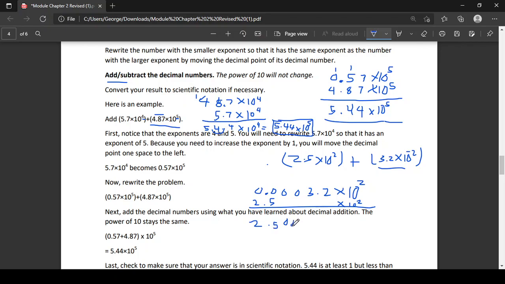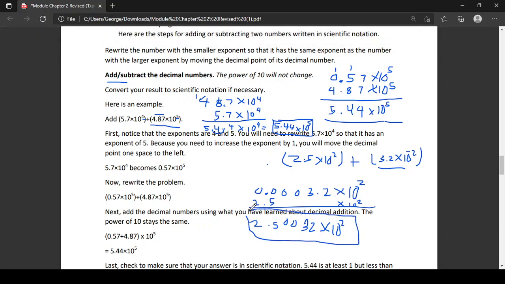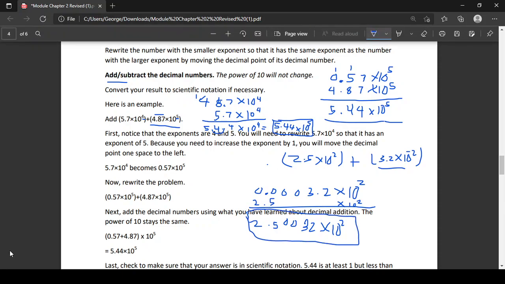So, 2.5 plus 0.0032 is 2.5032 times 10 raised to the power of 2. This will be my final answer. So that is what we did, right? Okay na? Yes, sir.